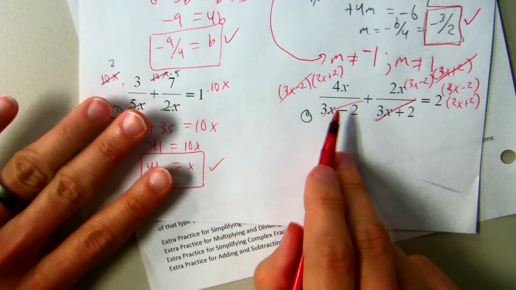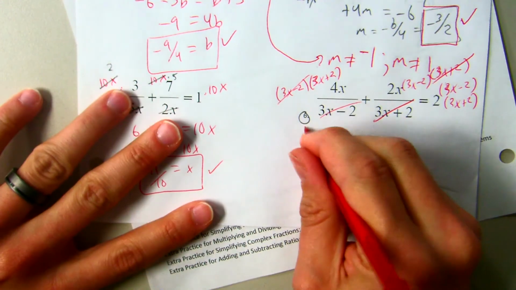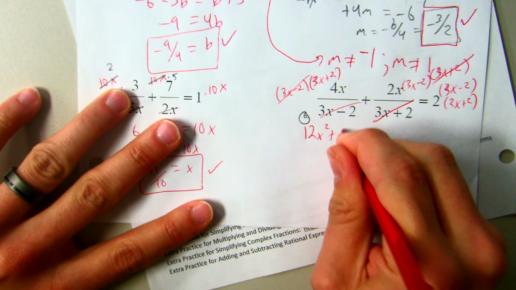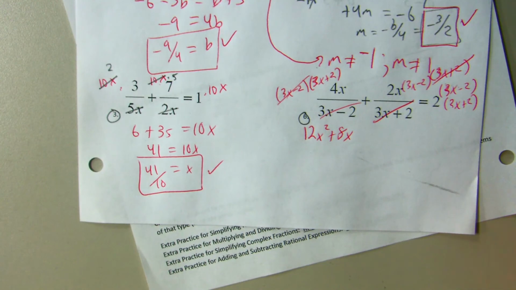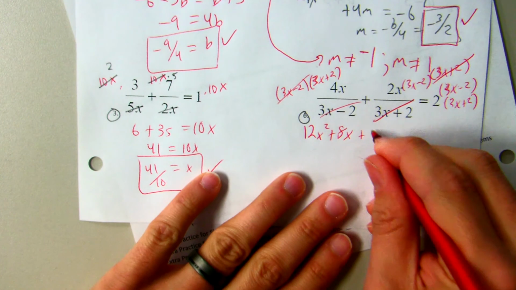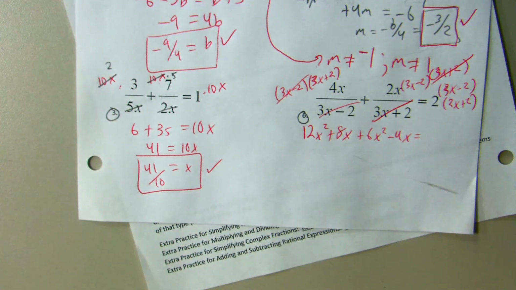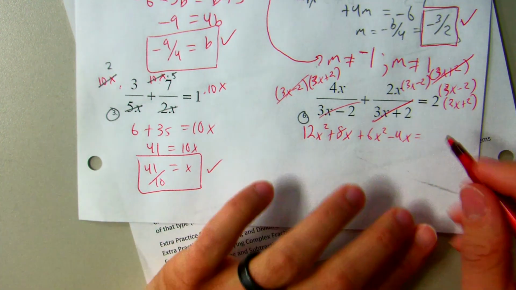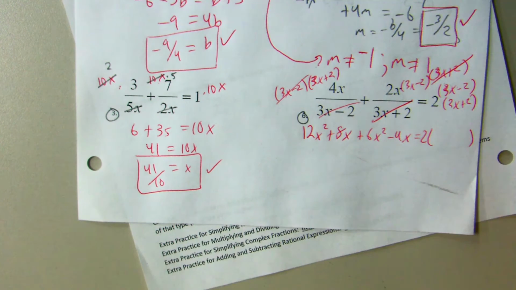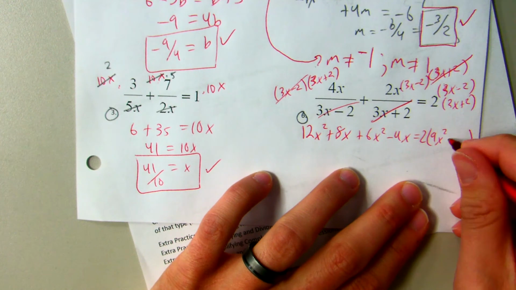Okay. And so in all of that mess, right here, you've got 4x times 3x plus 2, which should have given you a 12x squared plus 8x. With these two canceling, this should have given you a 6x squared minus 4x. And then this, I could do this in one step. 2 times, if I FOIL these, they are conjugates, so I know the outer and inner are going to cancel out anyway.